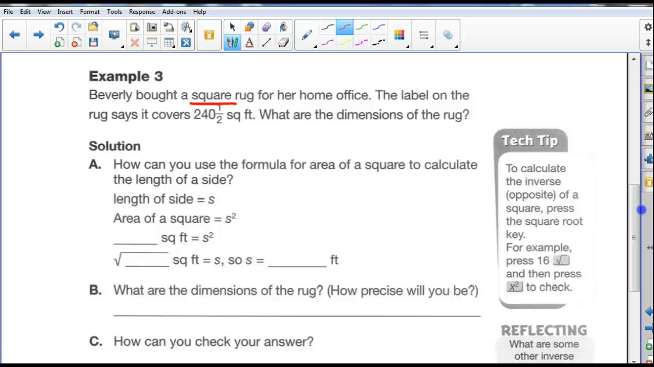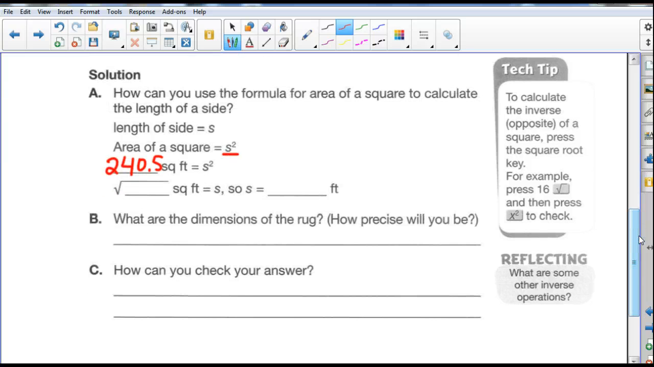Okay? How can you use the formula for area of a square to calculate the length of a side? Well, we know the length of a side is S. So the area of a square is S squared. Okay, so we know that we have 240.5 square feet, that's S squared. So to calculate the length of one side, to get rid of this exponent squared, we take the square root of this number. So we just put in the square root of 240.5.